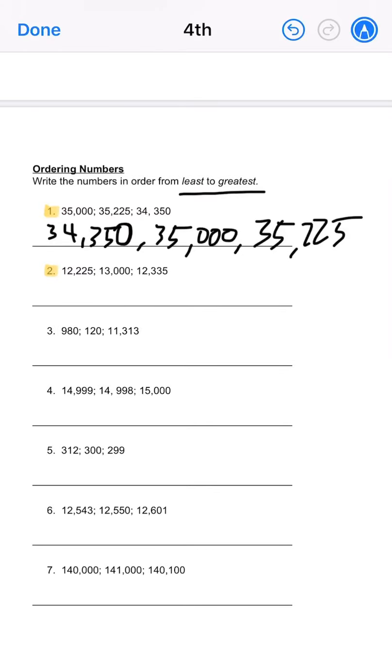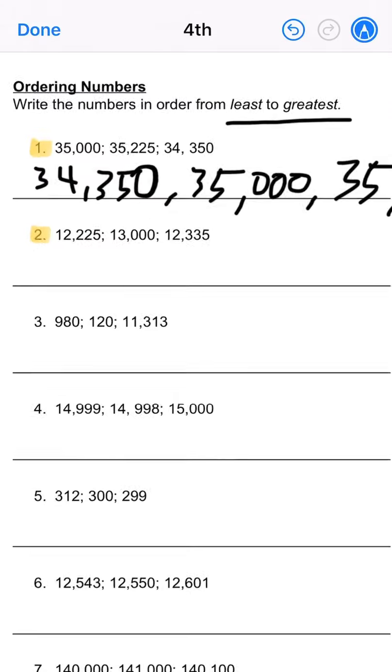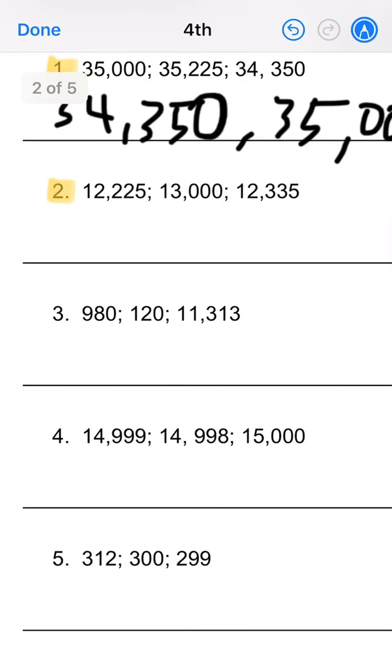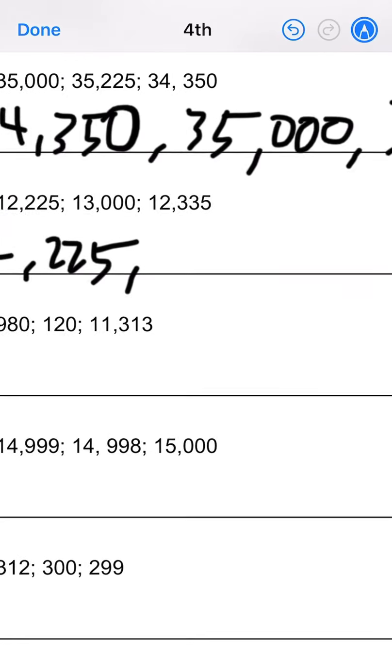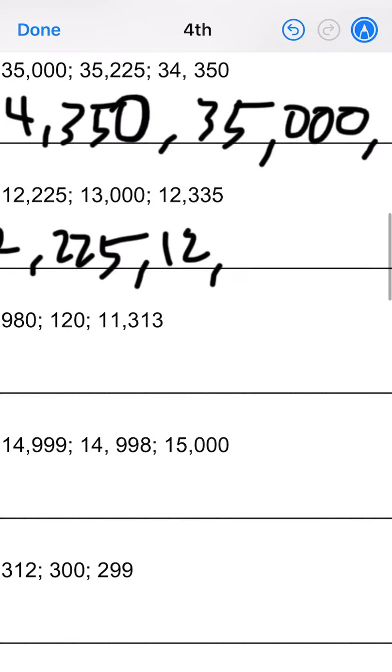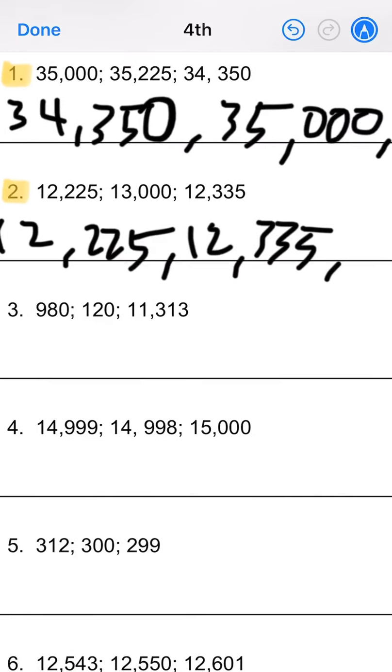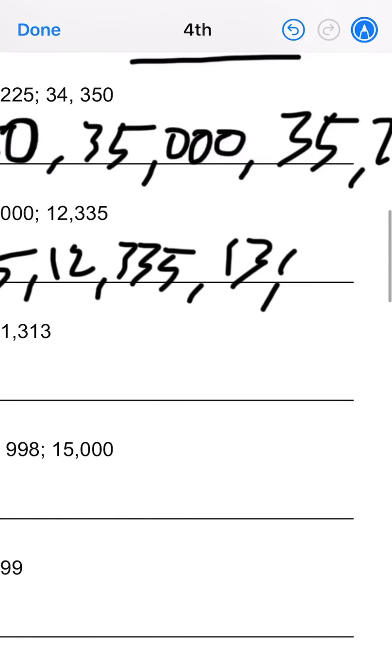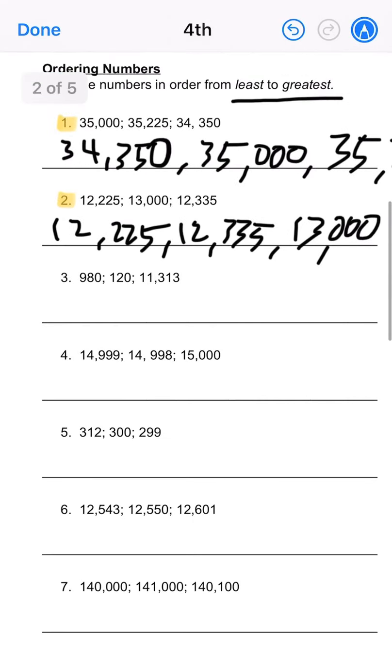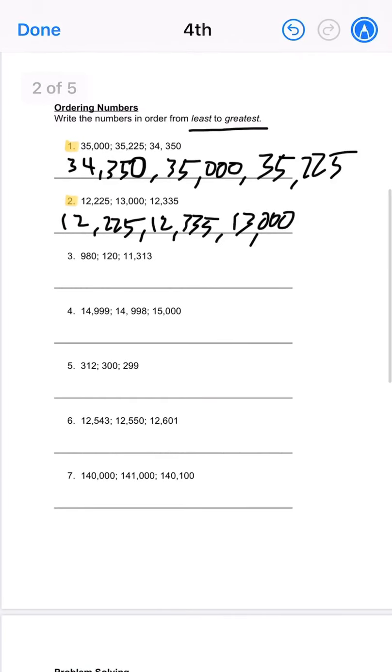Next, we have number 2, again, least to greatest. So you find the smallest number, which is 12,225. The next smallest number is 12,335. And the greatest number is 1,300. Okay, so those are your answers. So go ahead and try the rest of the problems.